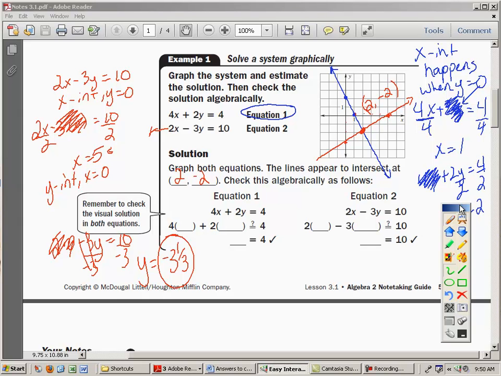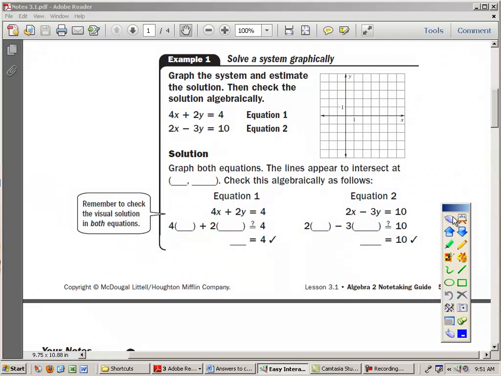Well, the best way to do it is to plug 2, negative 2 into each equation and check it. So we'll plug it into the first one. Again, replace the x with the 2, replace the y with negative 2. 4 times 2 is 8, and 2 times negative 2 is negative 4. Is 8 minus 4 equal to 4? Absolutely it is. Now we'll try the 2, negative 2 in the other equation. 2 times 2 is 4. Negative 3 times negative 2 becomes positive 6, and is 4 plus 6 equal to 10? Sure it is, and so the point 2, negative 2 is the solution to that system of equations.